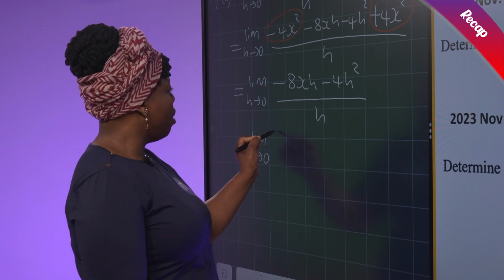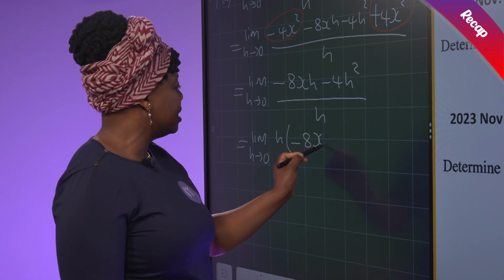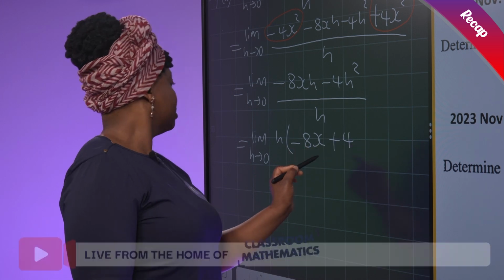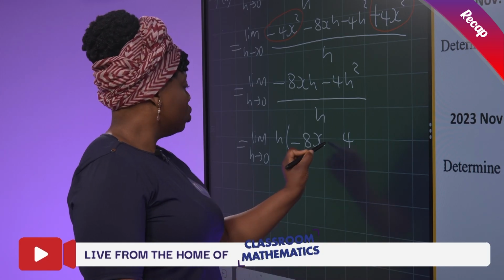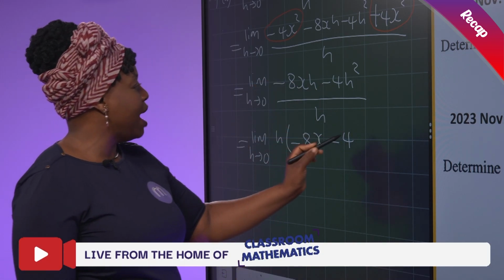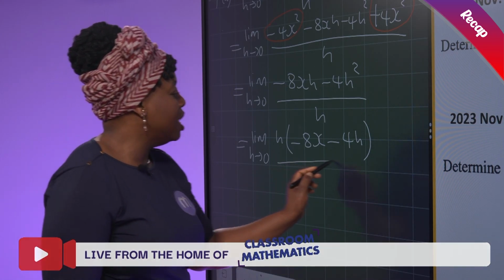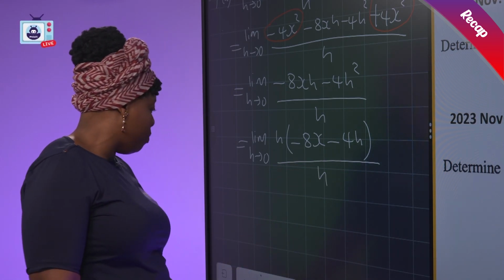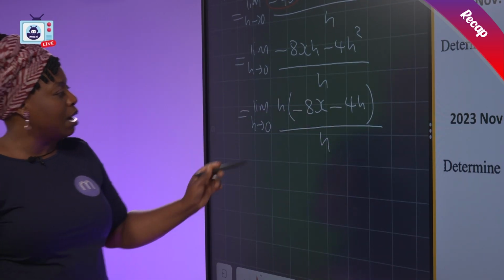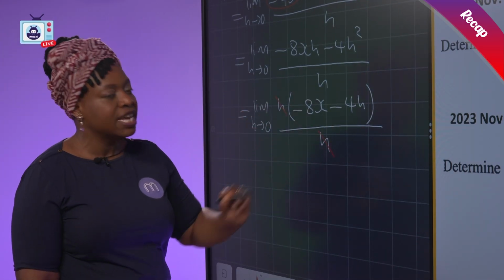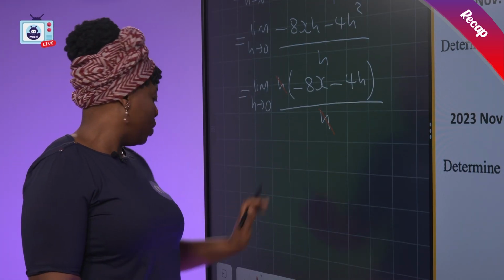Then let's take out our common factor h. We remain with negative 8x minus, so we leave our minus there. So that is a negative 8x minus 4h, since we have taken one h out, and then we divide all by h. Can you see that pattern I spoke about, that you need to be able to take out h in all the terms? So we divide and we are left with what we are left with there.